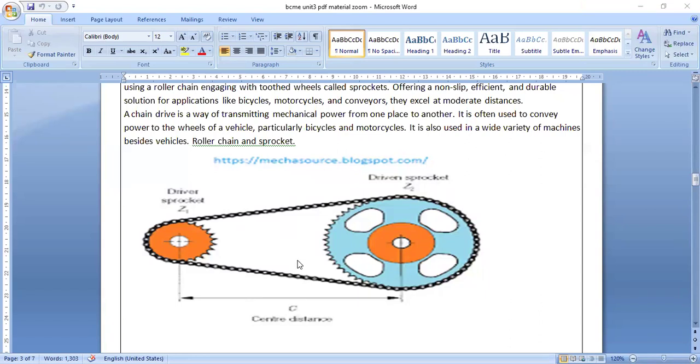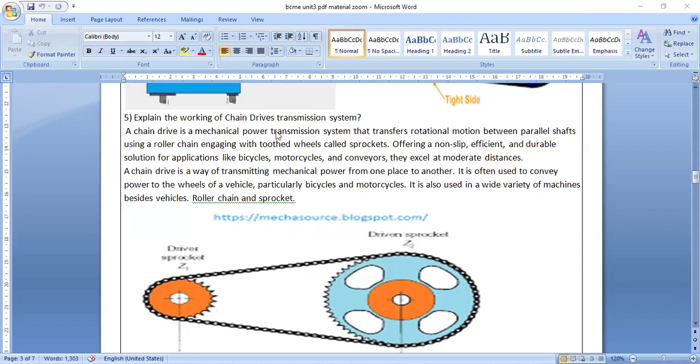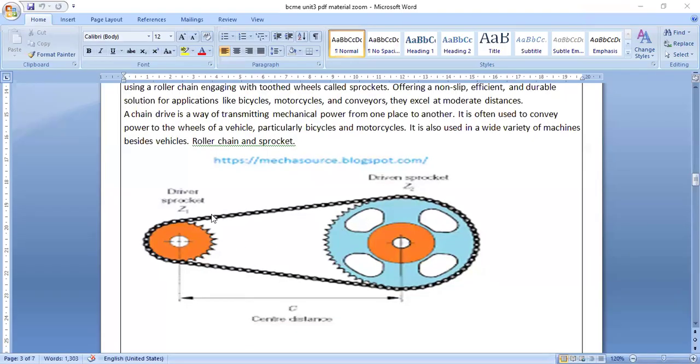I'm continuing here. The next question I am taking is the chain drive system. I have told this, so directly I will go to this diagram. In the diagram, you can see this is the driver sprocket and this is the driven sprocket. This is the same as your bicycle chain drive system. The driver is a small sprocket which is driving the big sprocket.